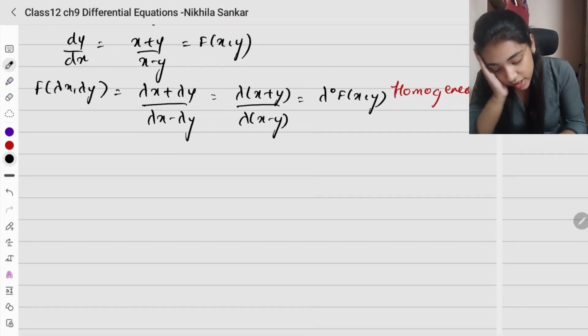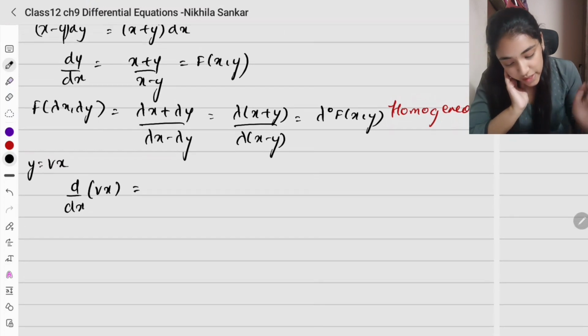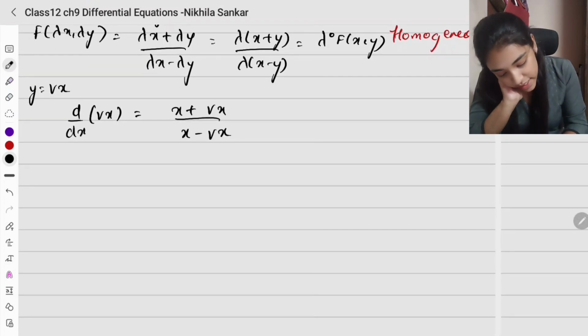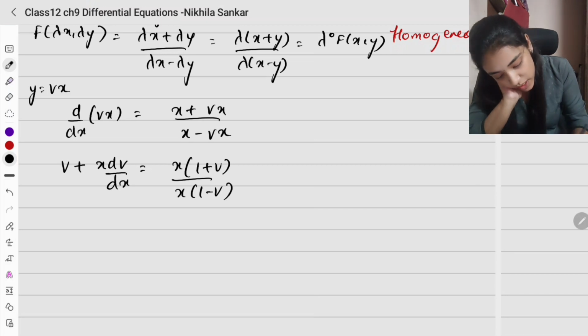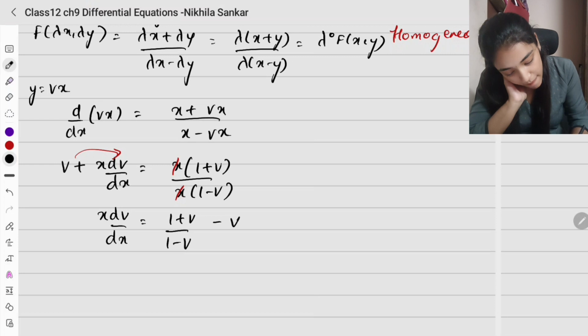Don't be lazy, write this in the exam. Now what is my substitution? y equals vx. So d by dx of vx is going to be x plus y divided by x minus y. So I substitute for y: x plus vx divided by x minus vx. On the left hand side, I have v times dx by dx, 1, plus x times dv by dx, equals x common, 1 plus v divided by 1 minus v in the denominator. So x and the x gets cancelled. I am going to take v to the other side.